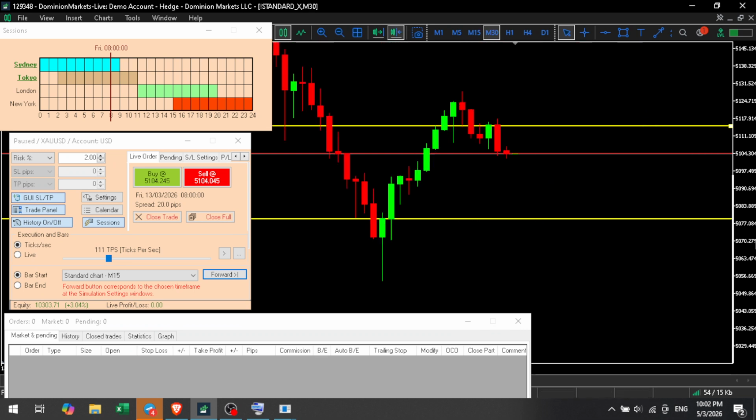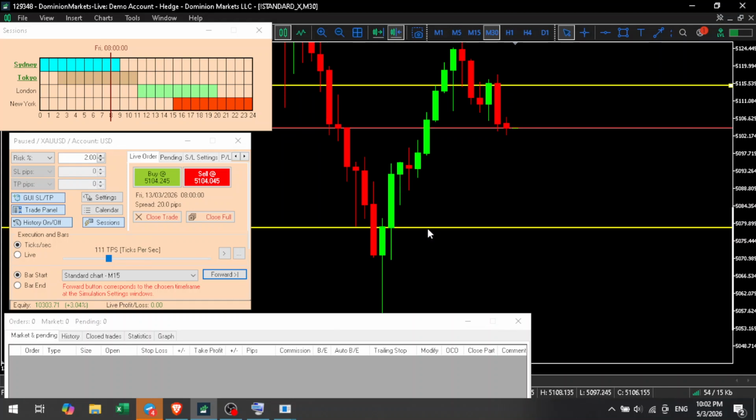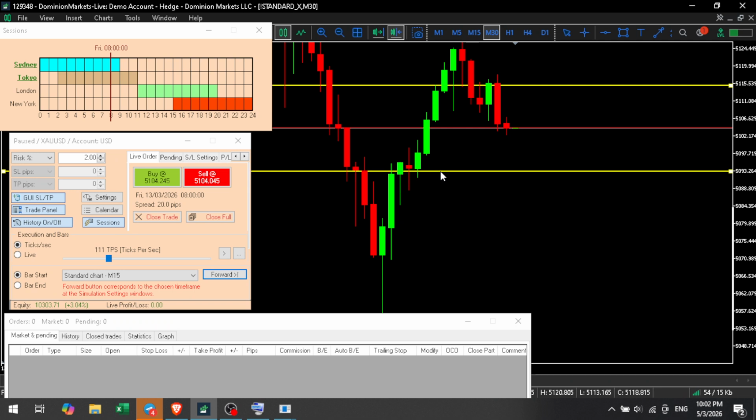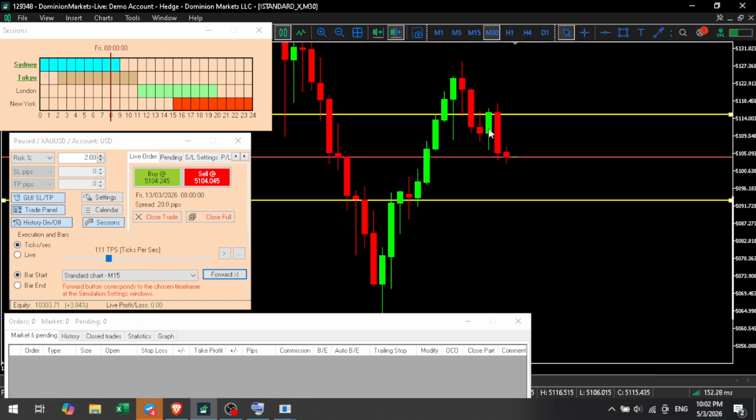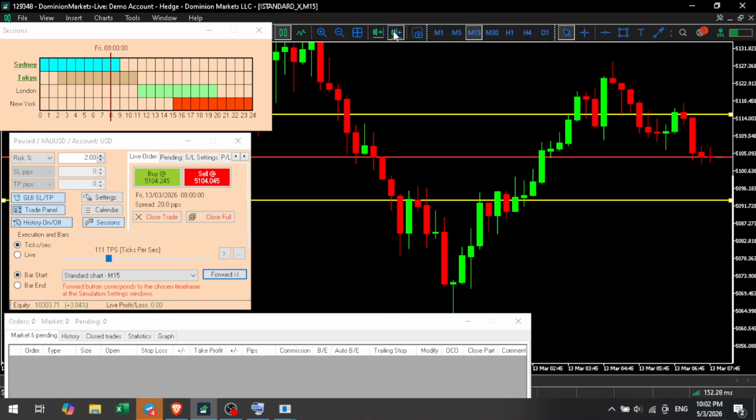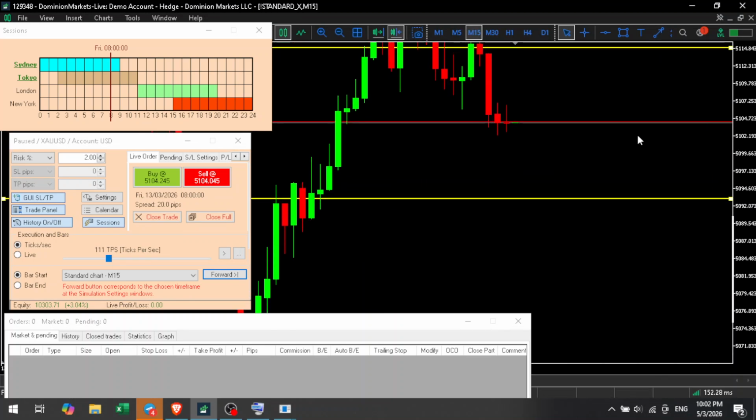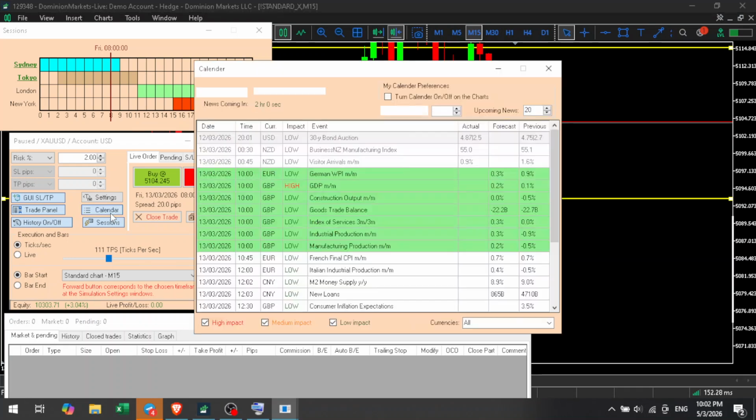We have a valid support here. This is a minor support. This would be our major support. So on the 15-minute we have nothing new. We have an impulse entry scenario, but let's see what happens. Is there any news?